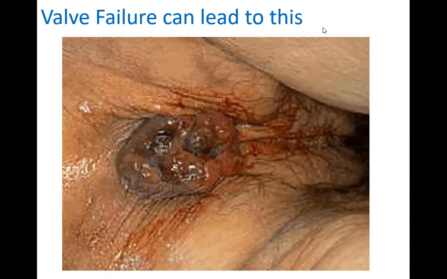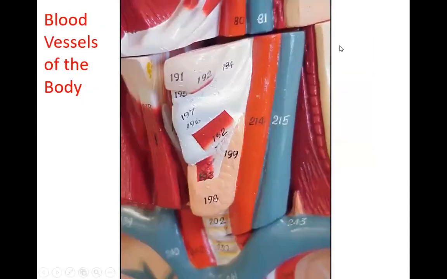Once you get hemorrhoids, are they a recurring thing, or once you remove them are they gone? They can be recurring if you don't correct the problem. Same with varicose veins. Okay. Now we can get into the blood vessels.